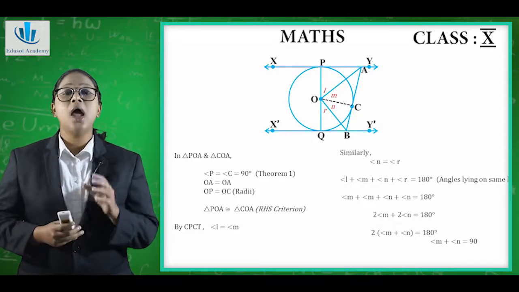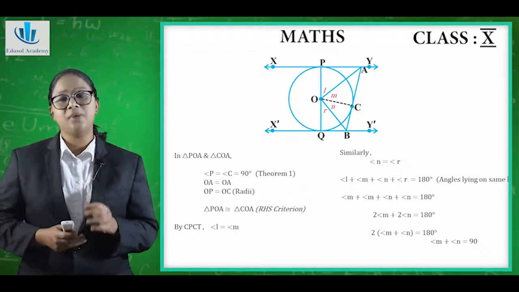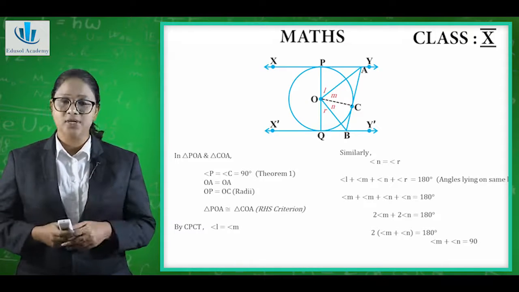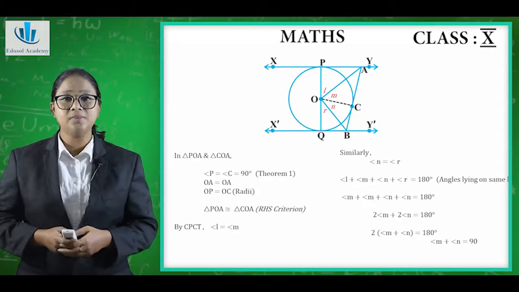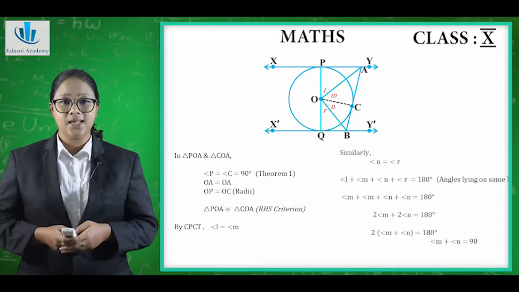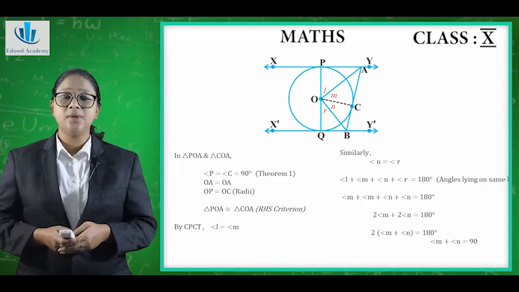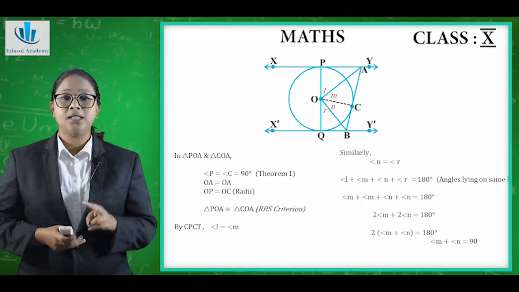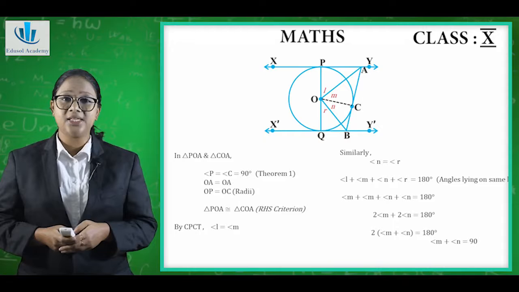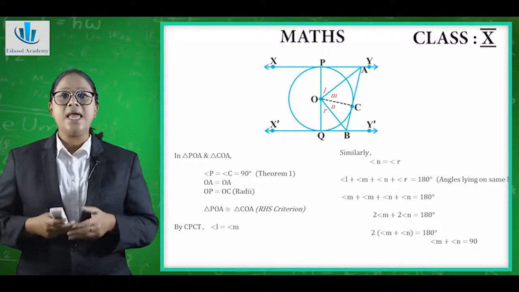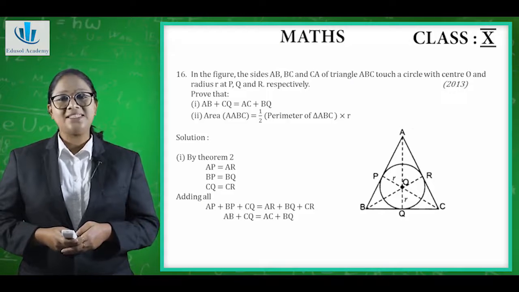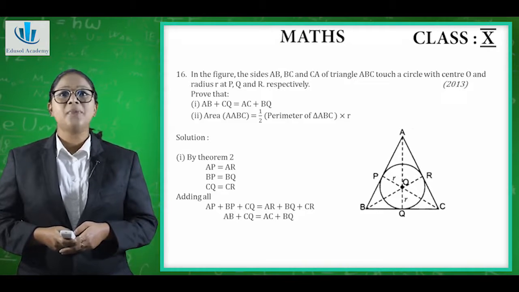Such angles are supplementary, which means that their sum will be 180 degrees. So adjacent angles lying on the same line are supplementary. We can put that into mathematical terms. That will go like this: angle L plus angle M plus angle N plus angle R is equal to 180 degrees. Now we can replace the other two angles with M and N. So we'll get M plus N is equal to 180 by 2, which is equal to 90 degrees. Hence proved.